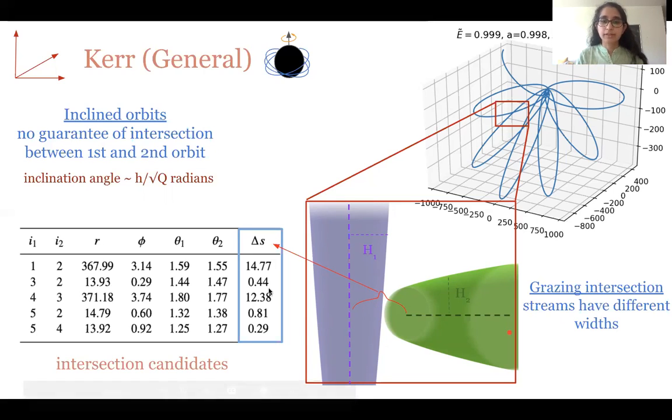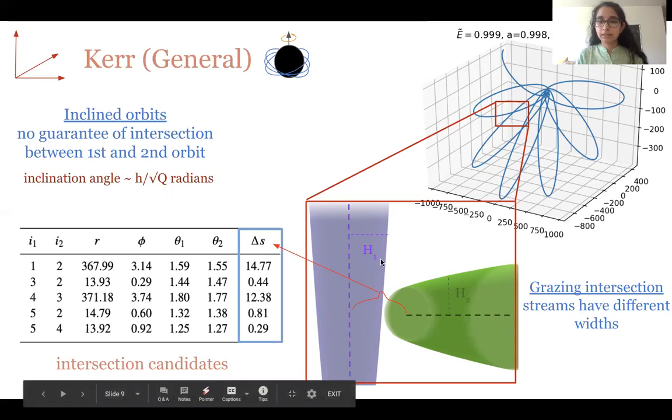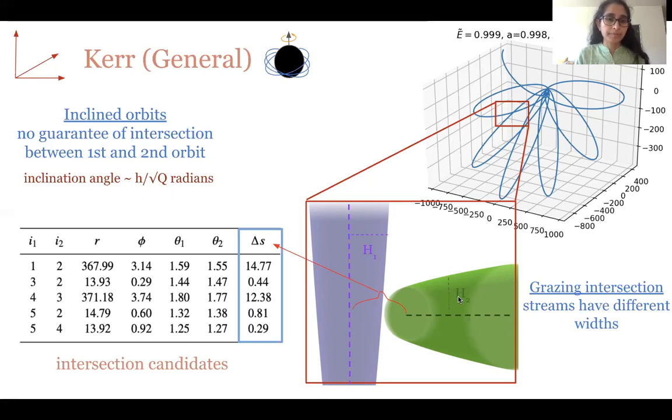But how do we find delta S and how do we find h1 and h2? Well, first we project this 3D orbit into 2 dimensions. We see where r and phi are equal, similar to how we did for the 2-dimensional cases. And then for each of these intersection candidates, we see what the inclinations of those two intersecting orbits are. And from those inclinations, we find what delta S, or the proper distance, is.